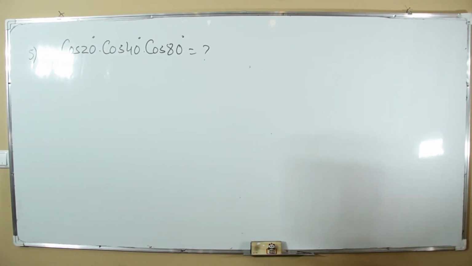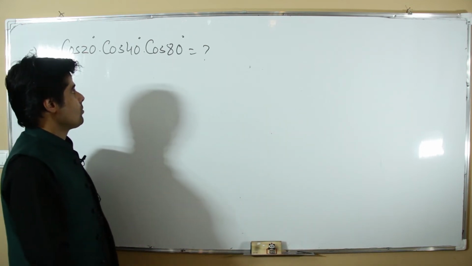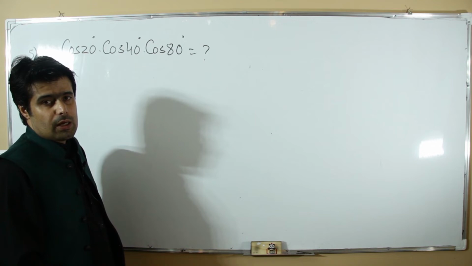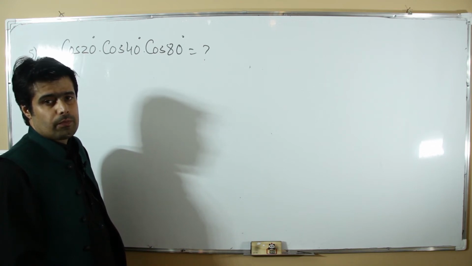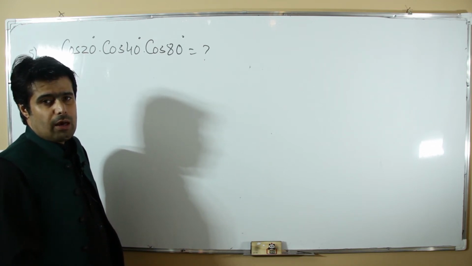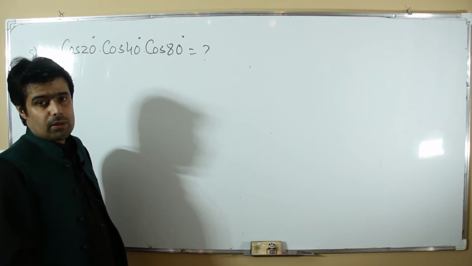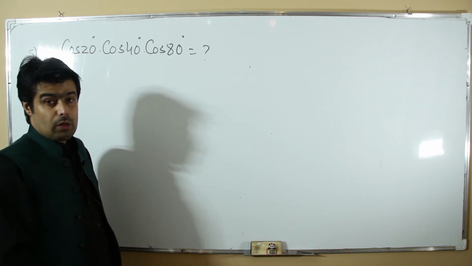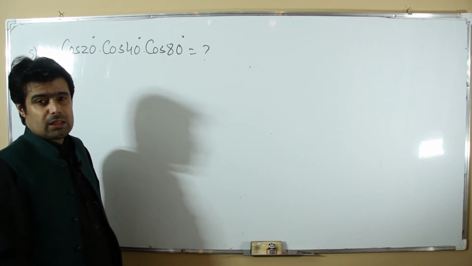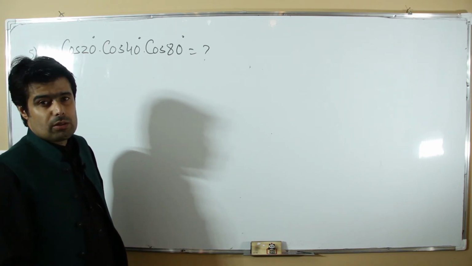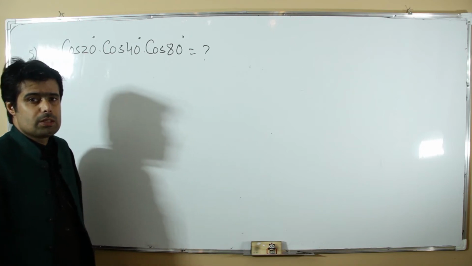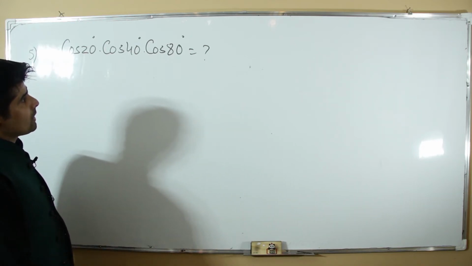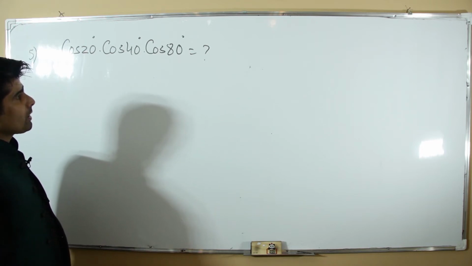Question number 5. Cosine 20 times cosine 40 times cosine 80. I think in this lecture, up to now, we have our easiest example. Maybe after this question and in the upcoming lectures, we will have our most interesting and complicated examples related to 3.4 and 3.5. Please do not forget us. Cosine 20 degree, cosine 40 degree, cosine 80 degree. Okay, how can we find the solution?